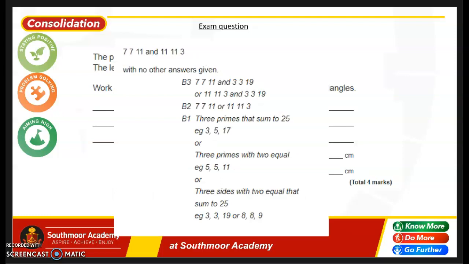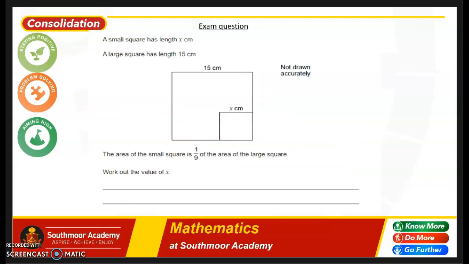You have another exam question coming up, so have a go at this one. Again, pause the video, allow the students a chance to answer the question, allow them to work in pairs. Okay, and here is your answer.